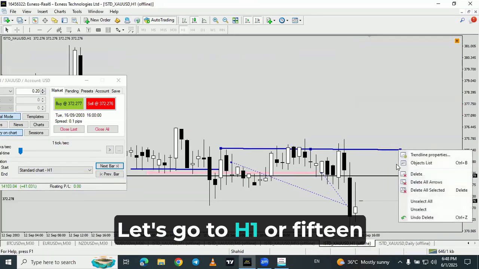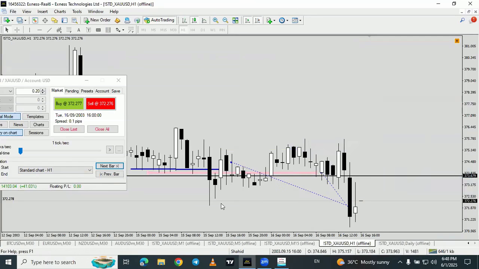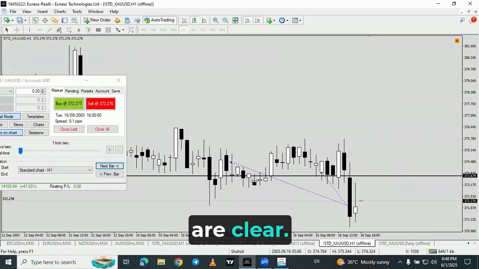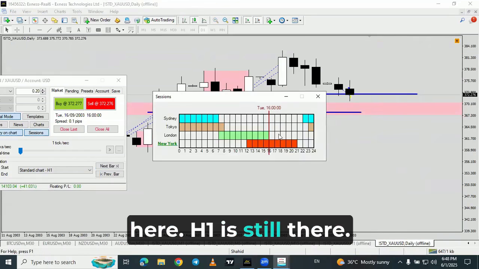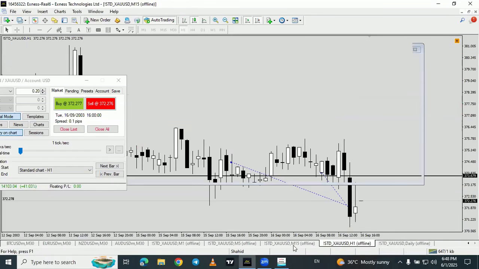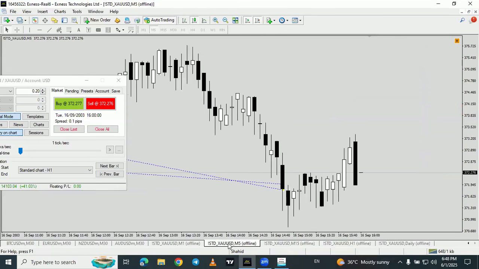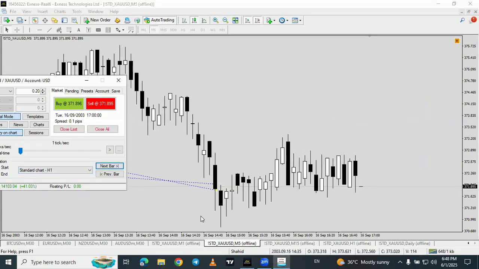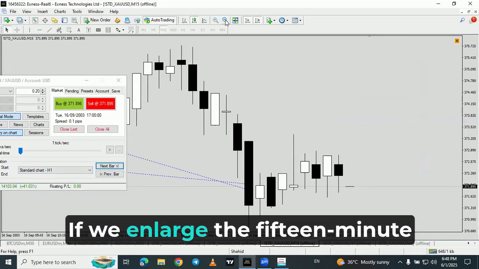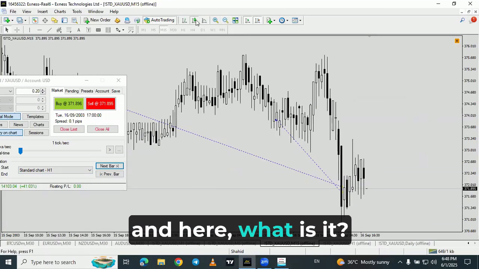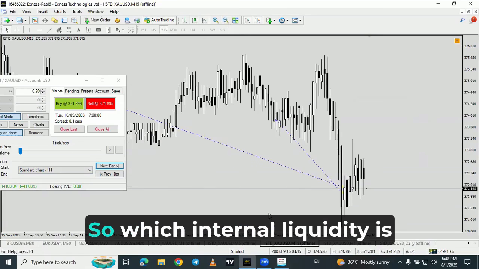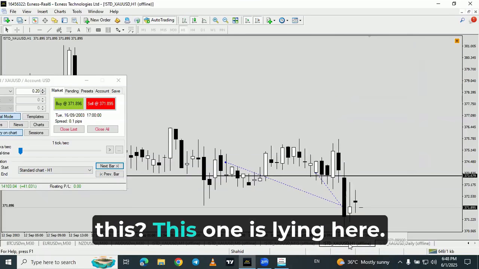Let's go to H1 or 15 minutes if we are clear. Even on 15 minutes, the structure hasn't shifted here. H1 is still there. If we enlarge the 15-minute chart a bit, put it on the line chart, see there's sell side liquidity, and here what is it? It's buy side liquidity. So which internal liquidity is this? This one is lying here.